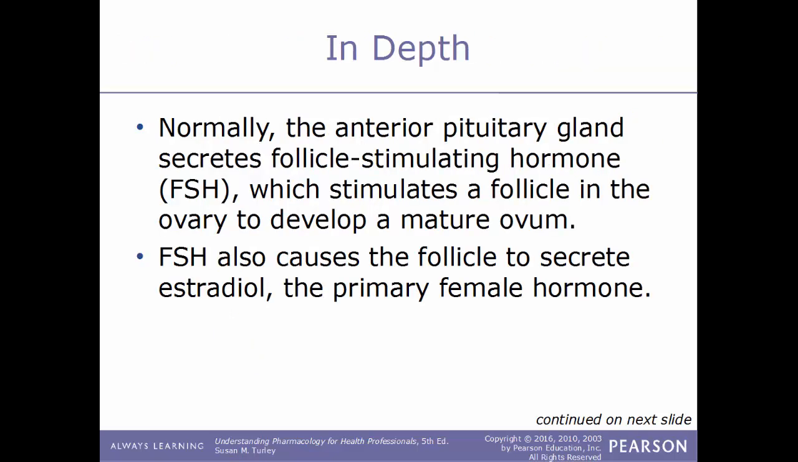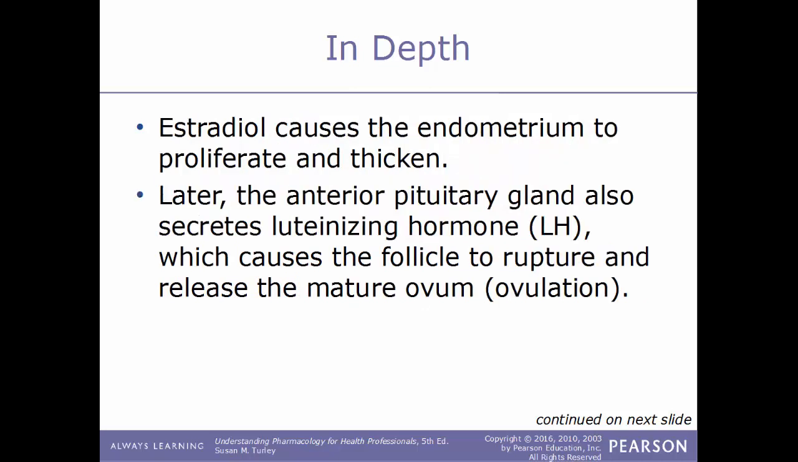Normally, the anterior lobe of the pituitary gland secretes FSH, follicle-stimulating hormone, which will stimulate a follicle within the ovary to develop a mature ovum. FSH also causes the follicle to secrete estradiol, which is the primary female hormone. Estradiol is what causes the endometrium to proliferate and thicken. Later, the anterior pituitary gland will secrete LH, luteinizing hormone, which will cause the follicle to rupture and release the mature ovum, and that process is ovulation.